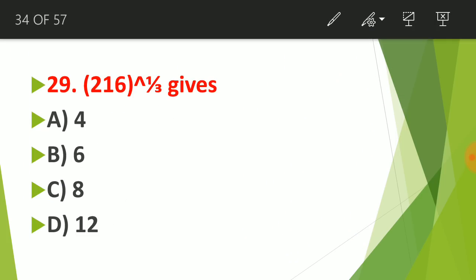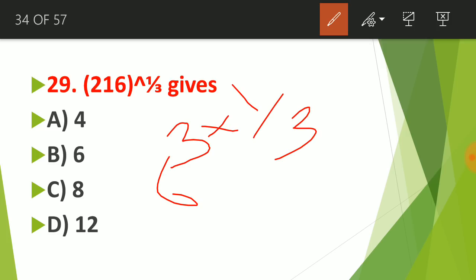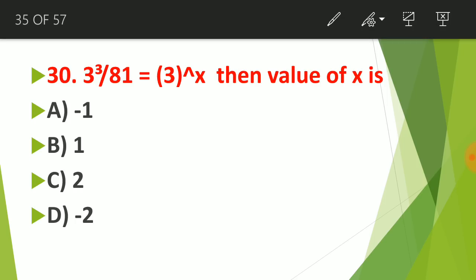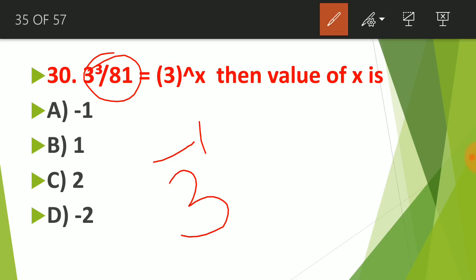Now let us see question number 29. 216 to the power 1/3. 216 can be written as 6 to the power 3. 3 into 1/3 will give us 1, so that will be 6. So 6 is the answer for question number 29. Question number 30. If we solve this, then we will get 3 to the power minus 1, and 3 to the power minus 1 is equal to 3x.